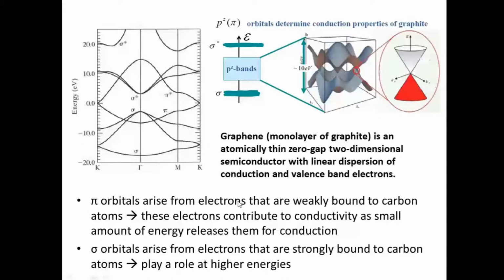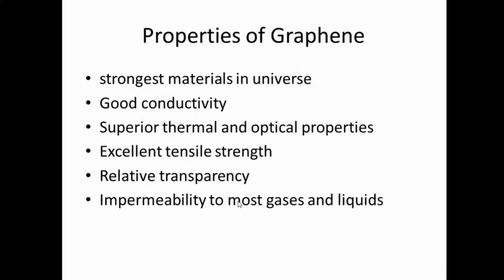Pi orbitals arise from electrons that are weakly bound to carbon atoms. These electrons contribute to conductivity as a small amount of energy is required to release them for conduction. Sigma orbitals arise from electrons that are strongly bound to the carbon atoms. They play a role at higher energies. The properties of graphene are: it is the strongest material in the universe, it has good conductivity, it has superior thermal and optical properties, it has excellent tensile strength, it is relatively transparent, and it is impermeable to most gases and liquids.